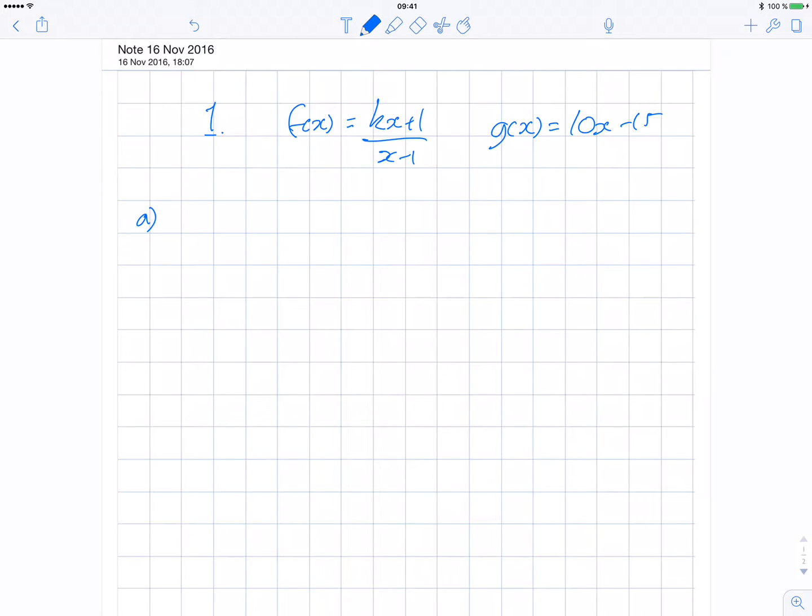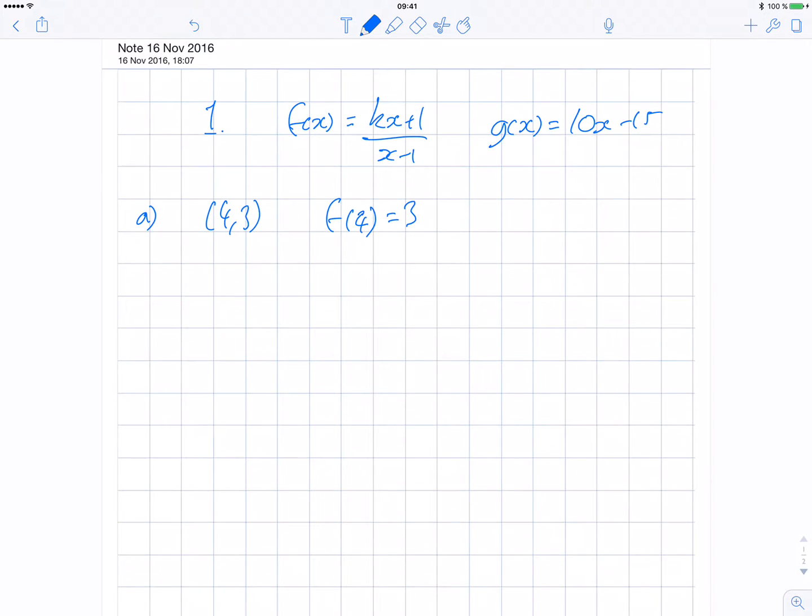It says coordinate 4, 3. We know that this point 4, 3 belongs to f of x. So I can write it like this: x is 4 and that's equal to 3. So 3 is equal to k times x plus 1. Notice how I'm replacing the x with 4. Okay?